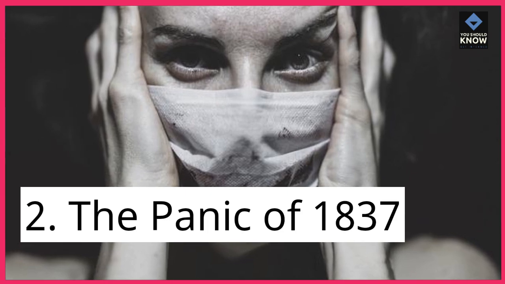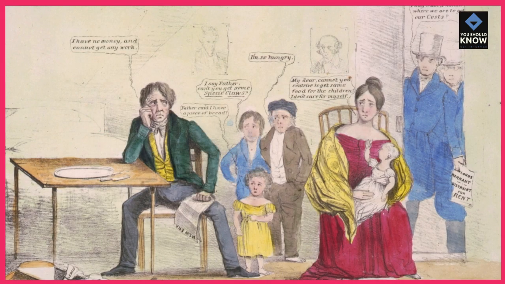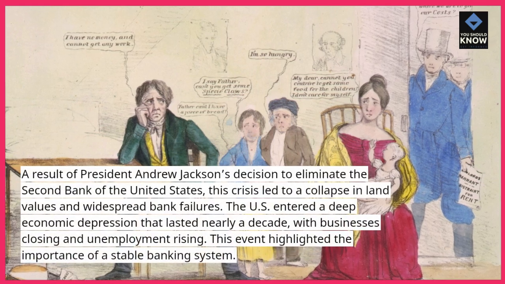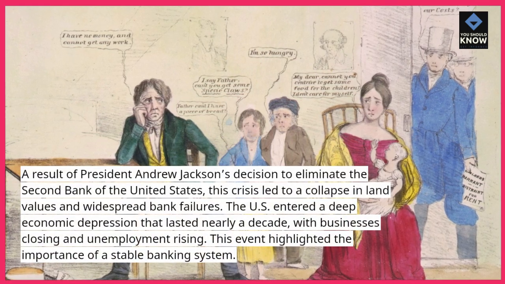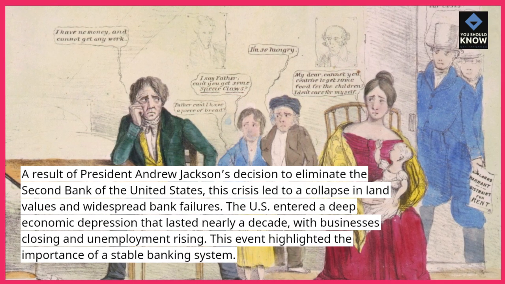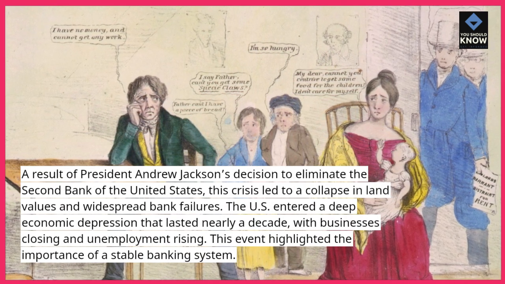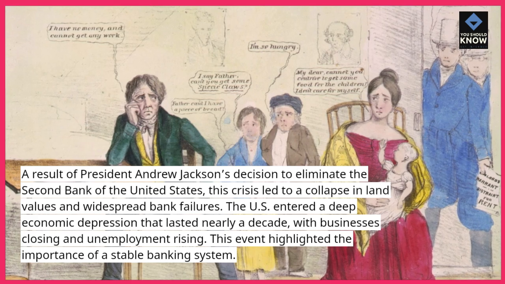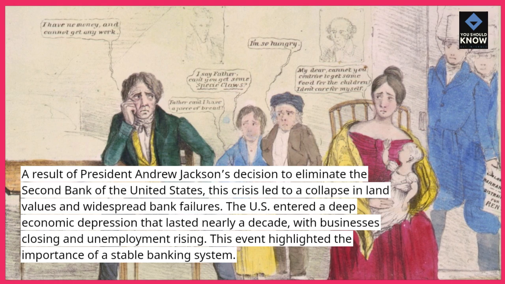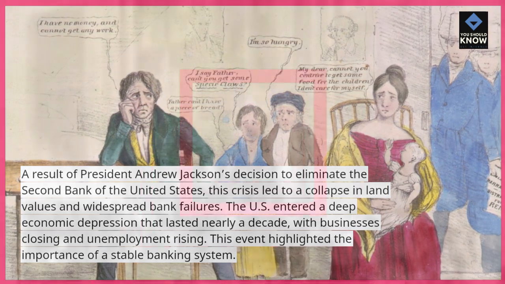2. The Panic of 1837. A result of President Andrew Jackson's decision to eliminate the Second Bank of the United States, this crisis led to a collapse in land values and widespread bank failures. The U.S. entered a deep economic depression that lasted nearly a decade, with businesses closing and unemployment rising. This event highlighted the importance of a stable banking system.